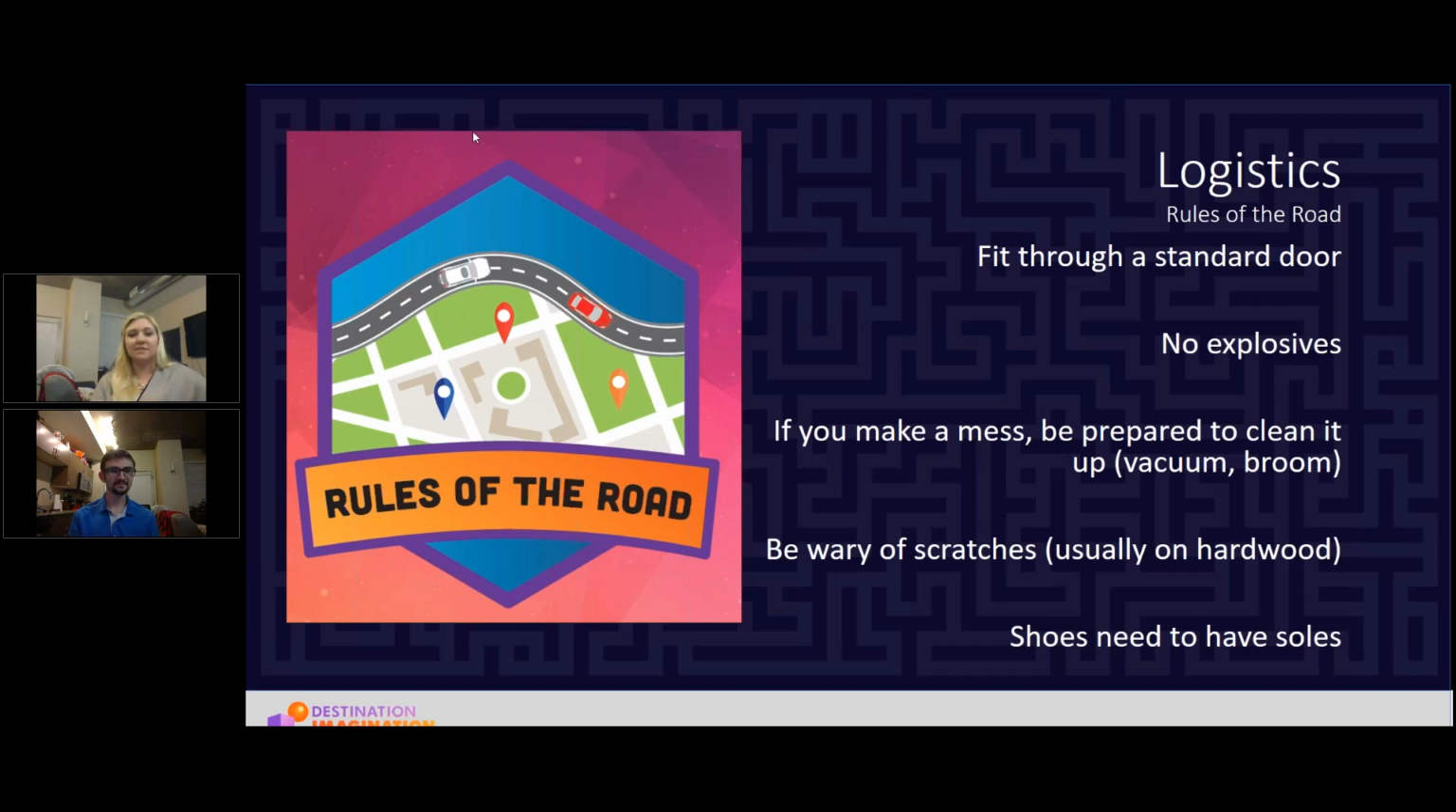Second, no explosives. Please do not bring fireworks or laser pointers or things that explode. There's a big list of things that aren't allowed in the rules of the road, and most of them are pretty obvious, but we need to have it in writing. Like no combustion engines inside.